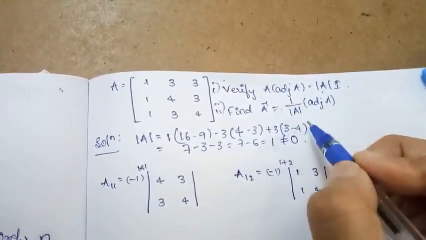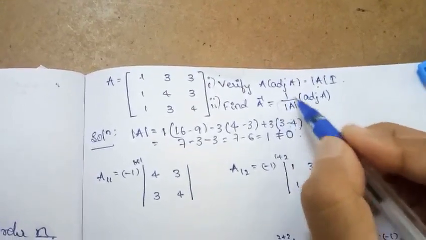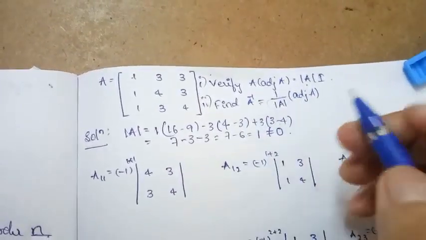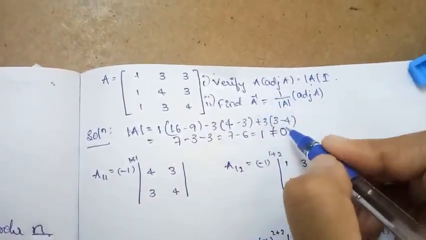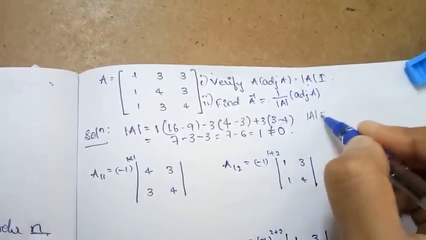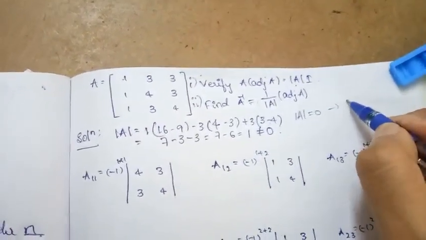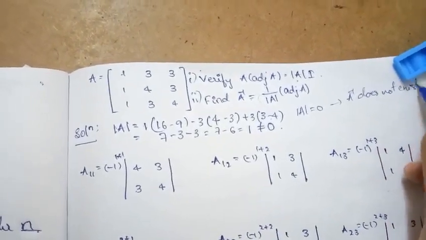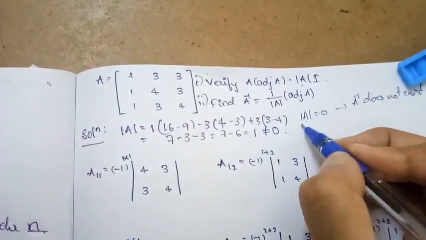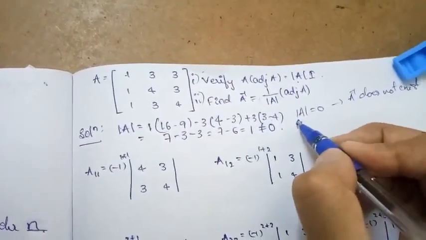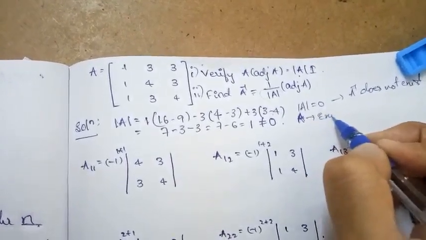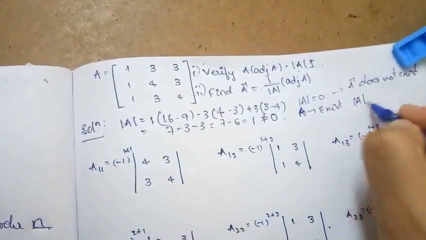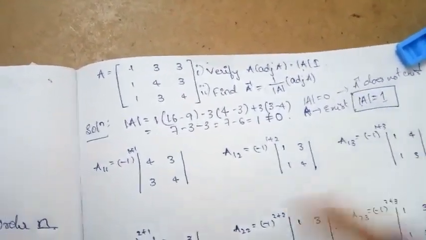Suppose determinant A is equal to 0, you can see in the denominator we would get 0, and 1 by 0, which is infinity, does not exist at all. So if the value of determinant A is 0, then you can clearly say that the inverse does not exist. Here it is equal to 1, which is not equal to 0. Therefore the inverse of matrix A exists. So you know the determinant value of A is 1. Let it be here in this box.